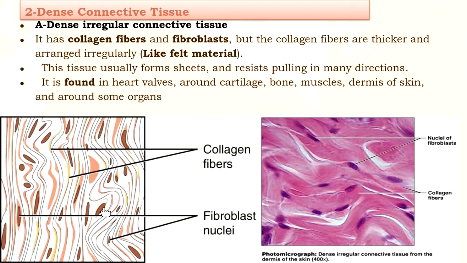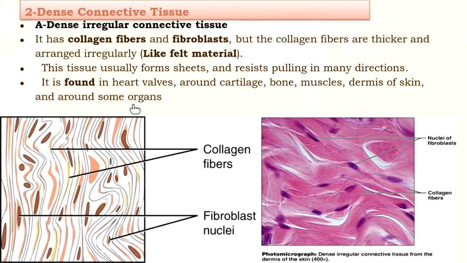This tissue usually forms the sheath and resists the pulling in many directions. This is the function of irregular dense connective tissue. Regarding location, it is found in the heart walls, around the cartilage, bone, muscle, and dermis of the skin, and around some organs.